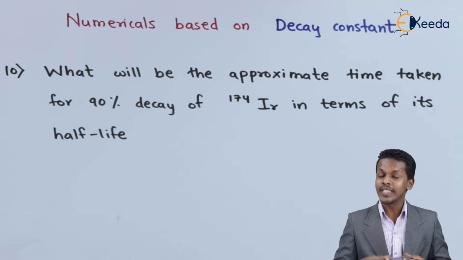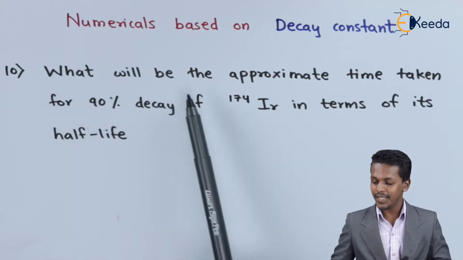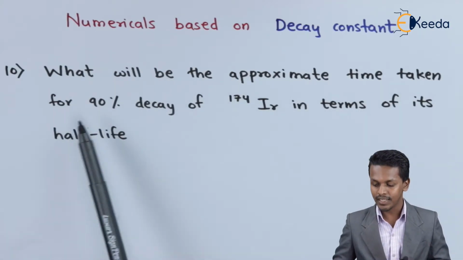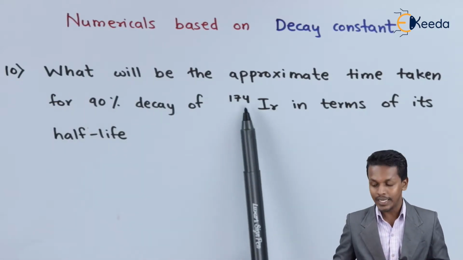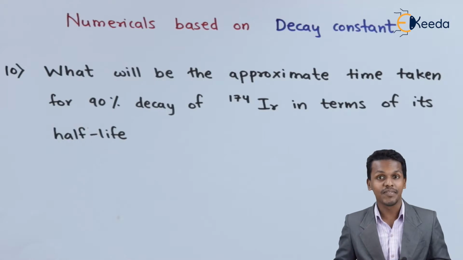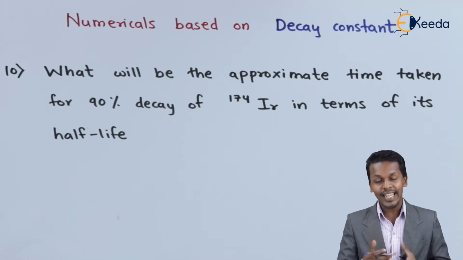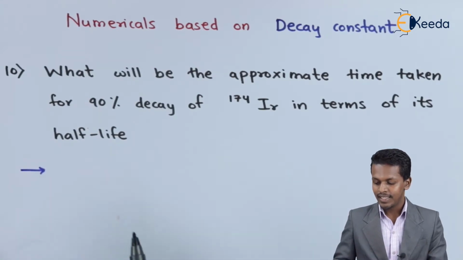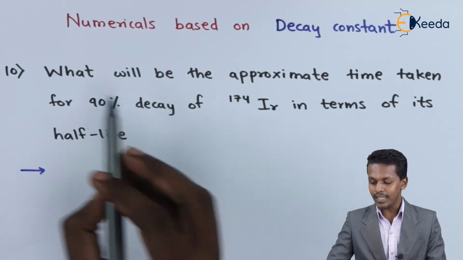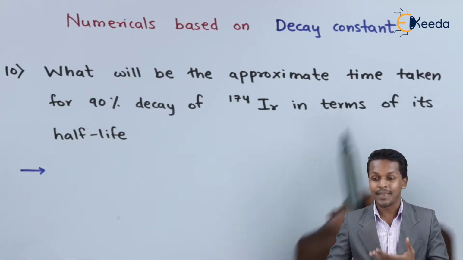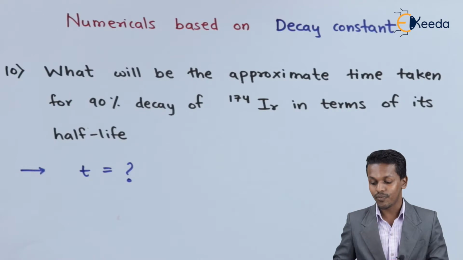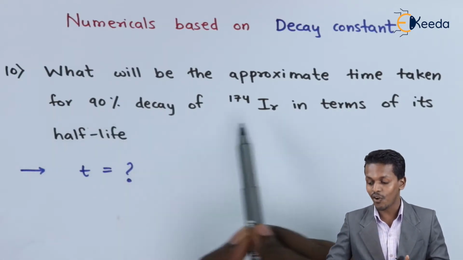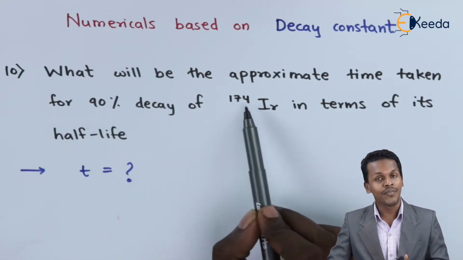So friends, this is the question: what will be the approximate time taken for 90% decay of iridium 174 in terms of its half-life? Since they are asking for the approximate time, that means they are asking for the time required for 90% of the decay of iridium 174.